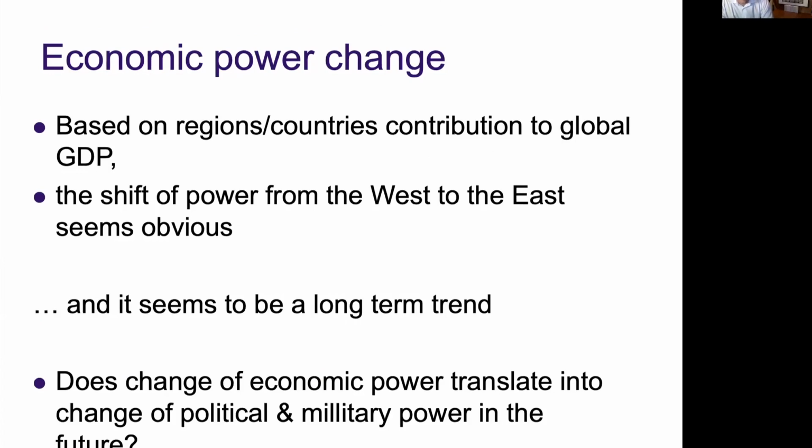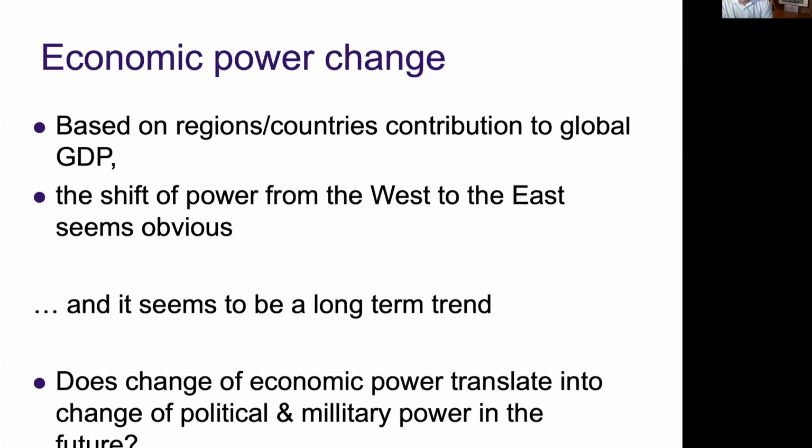But what we do see from an economic power change is a shift from the west to the east. And that doesn't seem to be a short-term trend of the last 10, 15 years, but rather a long-term trend which is going on continuously since the end of the Second World War. What we do see is that this economic shift is recognized by most people, most scholars in economic terms.